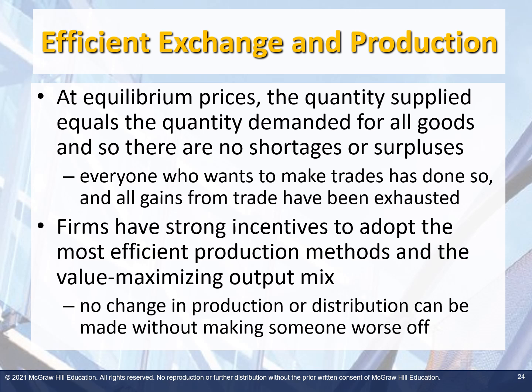At equilibrium prices, the quantity supplied equals the quantity demanded for all goods. So there are no shortages and no surpluses. This means that everyone who wants to make trades has done so, and all gains from trade have been exhausted. Firms have strong incentives to adopt the most efficient production methods and the value-maximizing output mix. No change in production or distribution can be made without making someone worse off.